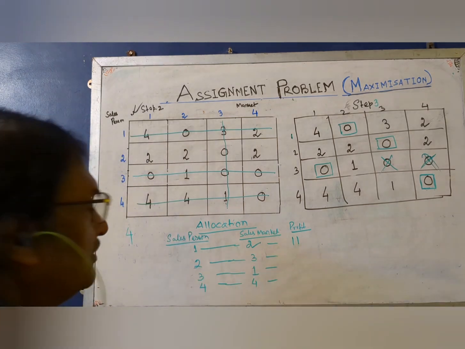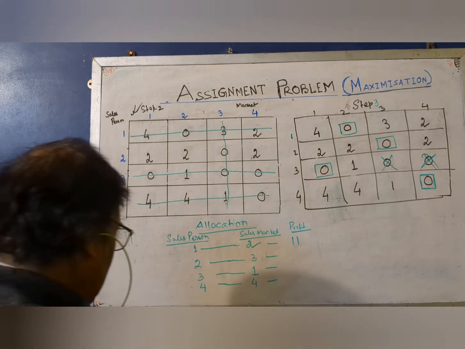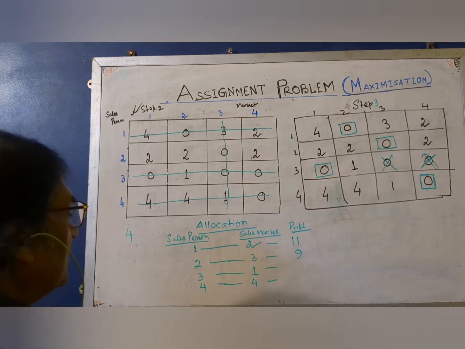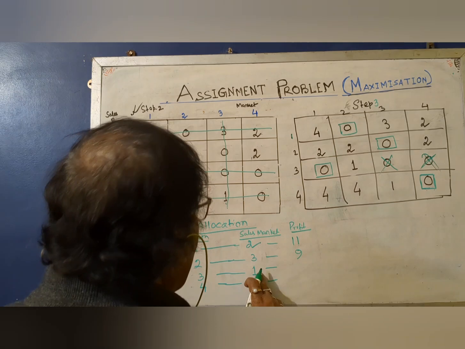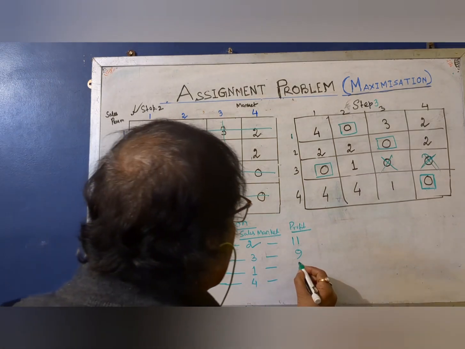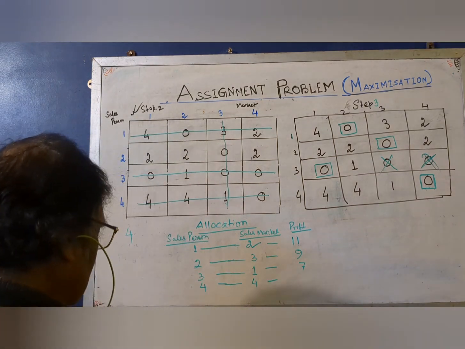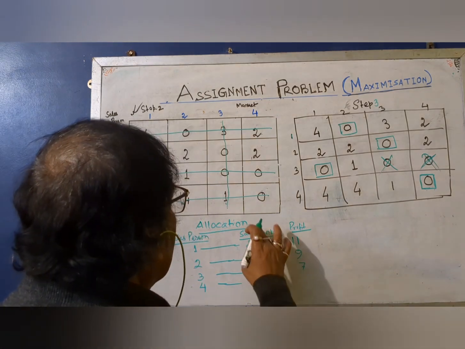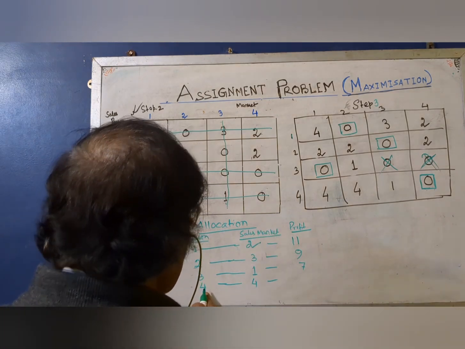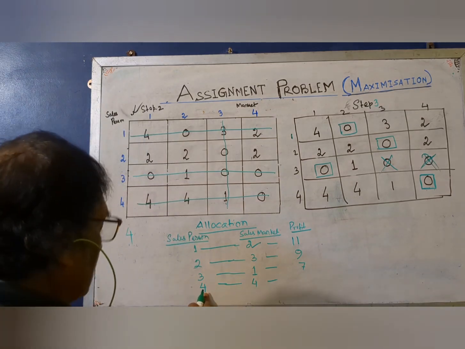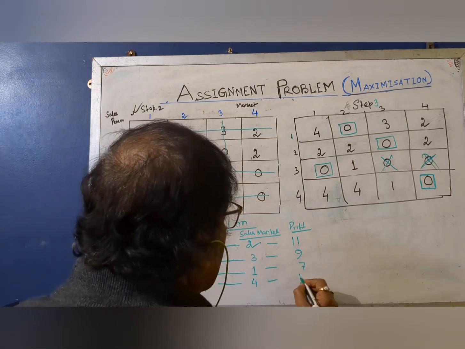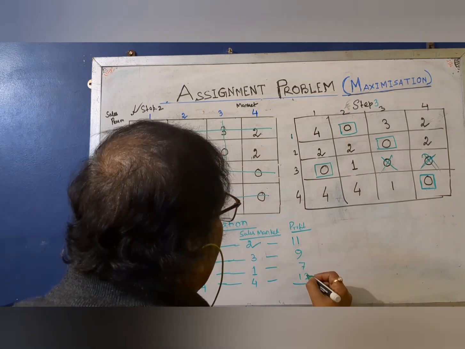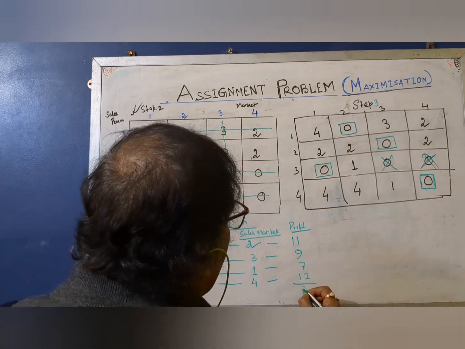Next, second salesperson to the market 3. Market 3 means profit will be 9. Third salesperson when allocated to market 1, the profit is 7. And fourth salesperson is allocated with the market 4, and the profit is 12. Then what is the total profit? 9, 20, 30, 32, 39.